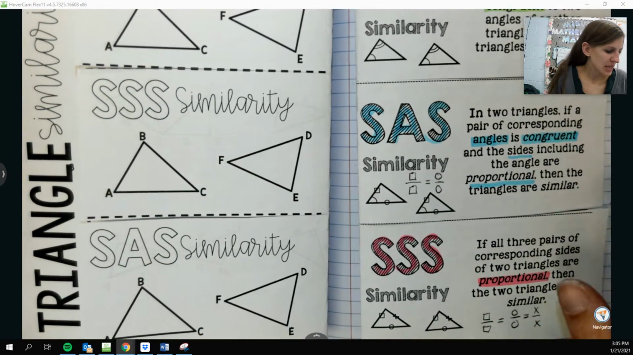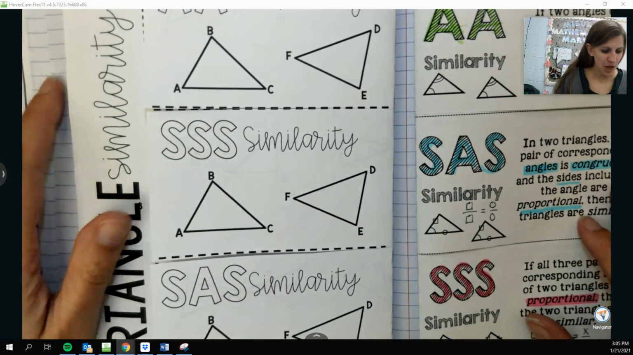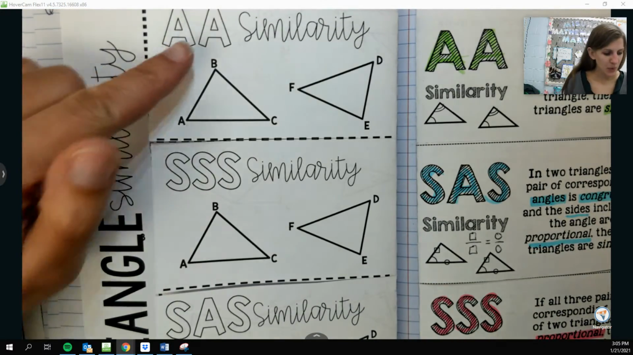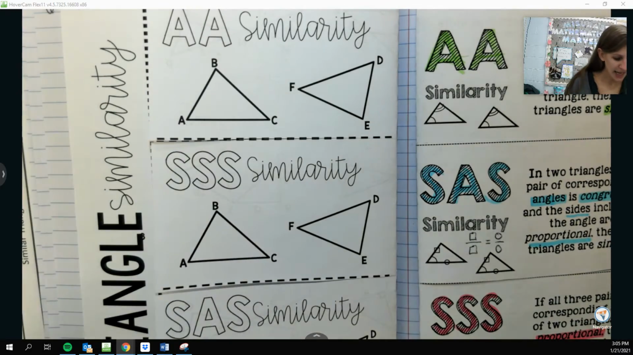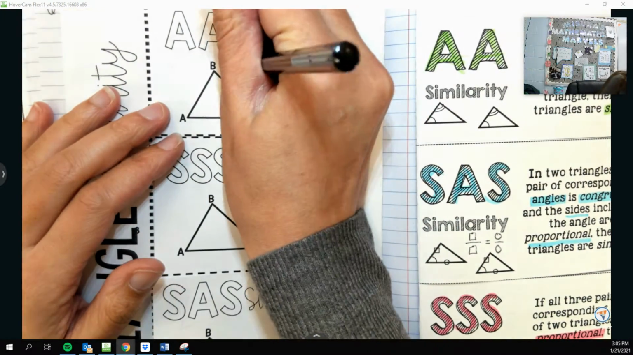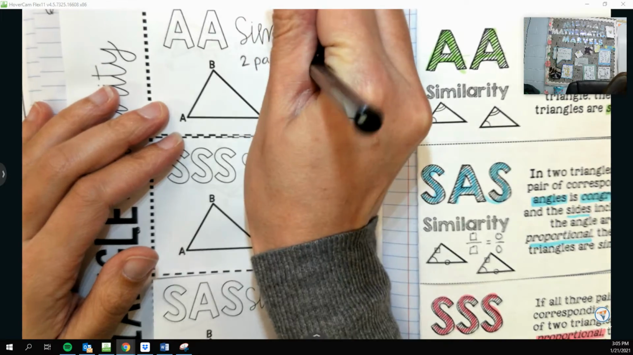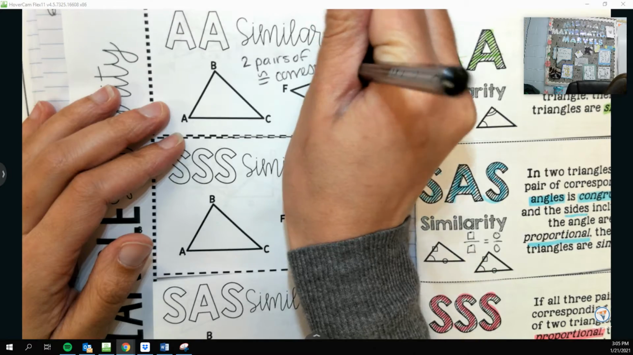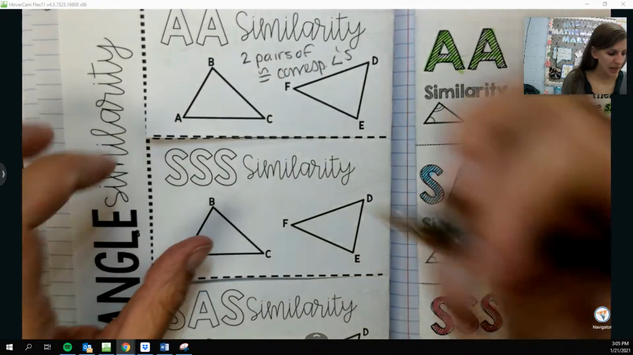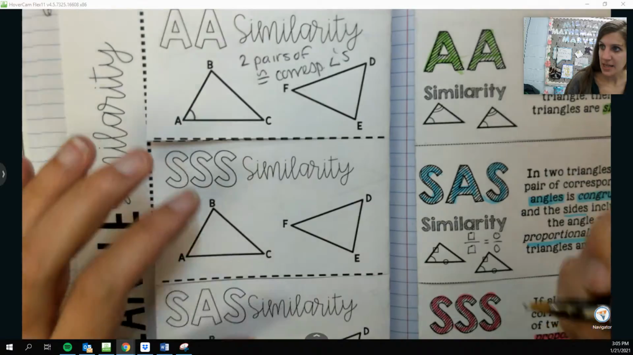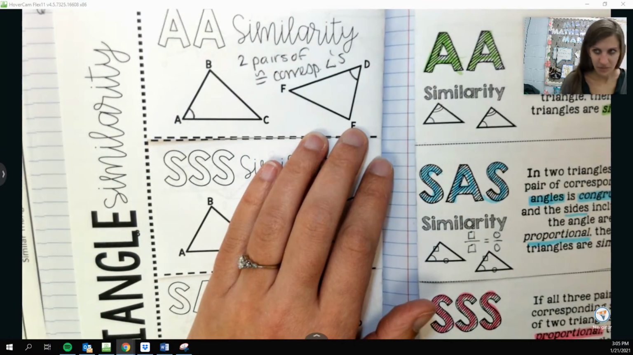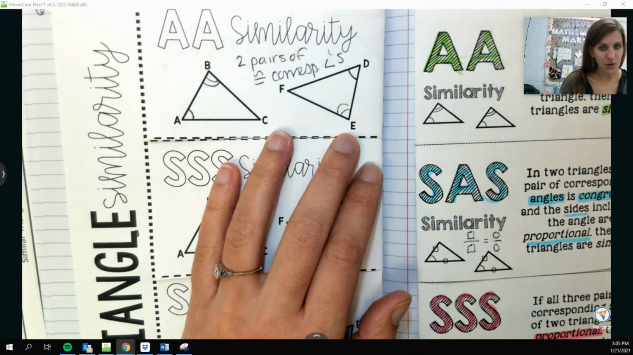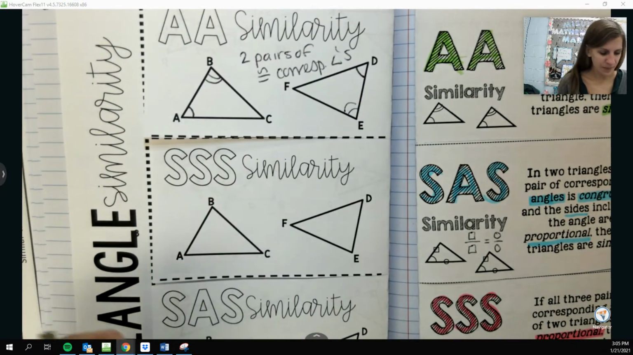All right, guys, let's talk more about similarity. So on 67, we got this triangle similarity stuff. Remember, we can use angle-angle similarity. So I'm just looking for two pairs of congruent corresponding angles. So in this picture here, like A might be the same as D, and then B might be the same as E. And if I notice that, then I can use angle-angle.